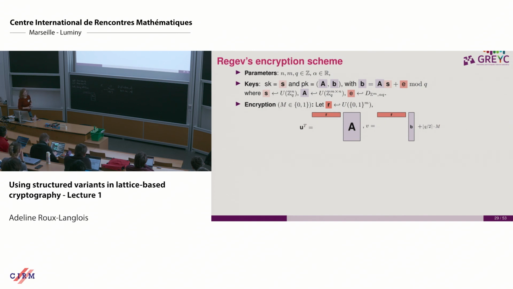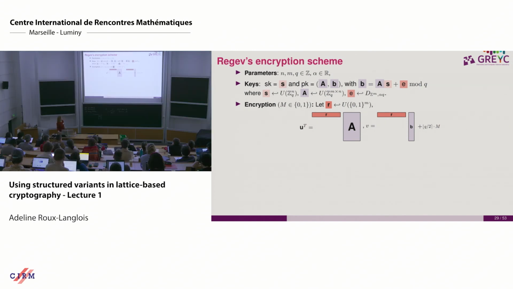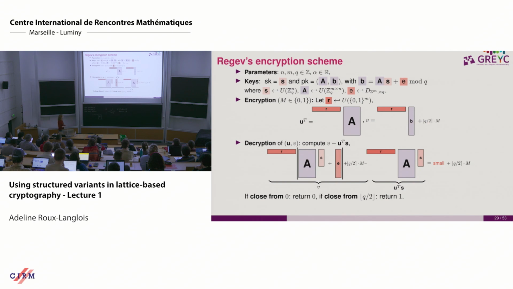So (U, V) is the encryption, and now that you have that, to decrypt, you compute V minus U times S. So S is your secret, sorry. You can use it to decrypt. You have to use it to decrypt.